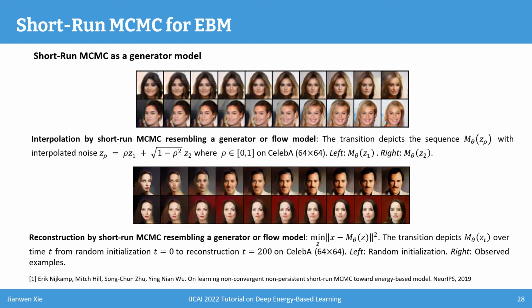The transition in the top figure displays the sequence of generation with interpolated z. In the bottom figure, we show that the short-run generator can perform reconstruction by finding z to minimize the reconstruction error. Both of these experiments validate that the learned short-run MCMC is indeed a latent variable model.